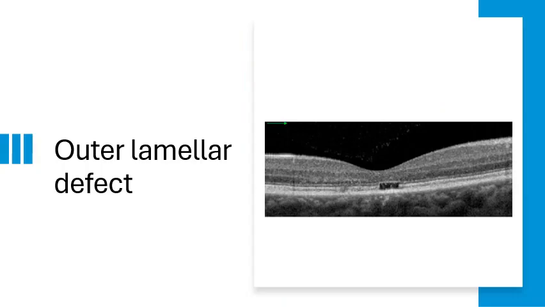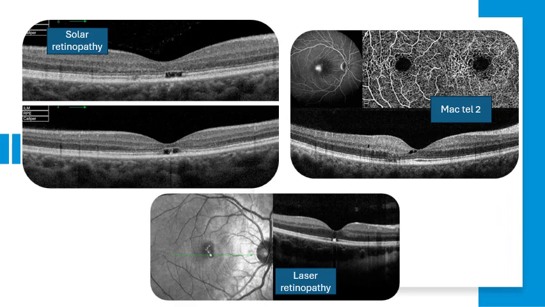Another interesting entity to talk about is the outer lamellar retinal defect. In this condition, there is a defect of the outer retinal layers on the OCT. The main causes of this condition include solar retinopathy, laser retinopathy, or MacTel type 2. We can notice that in all those conditions, there is interruption of the outer retina, the photoreceptor line. And this is an important finding to look for on the OCT of those patients.